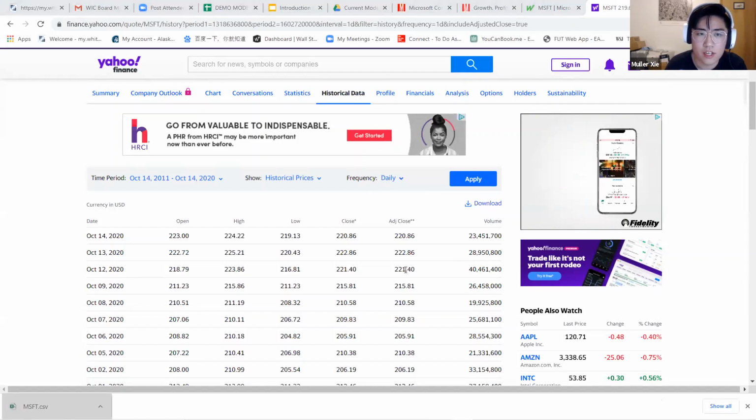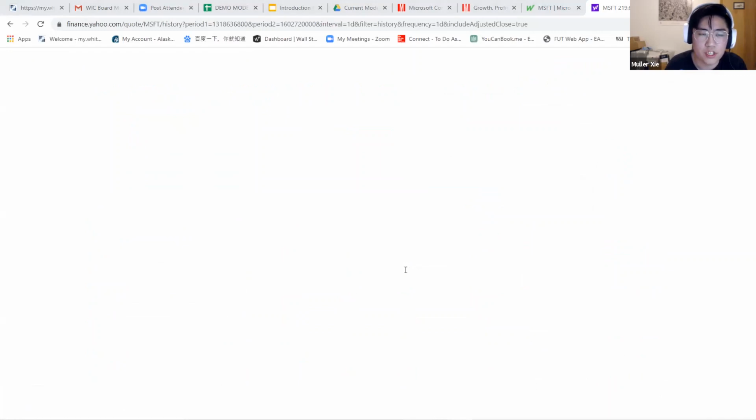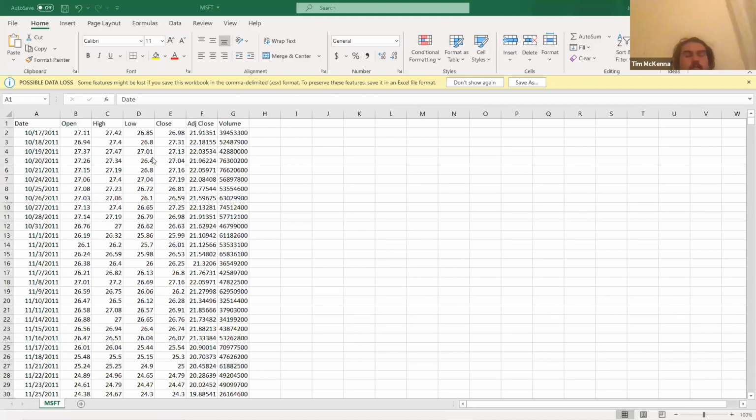Can you guys see my screen share of the Excel file that I just downloaded from Yahoo Finance here? I don't see it right now. No, I just see... Okay. Sorry. I will just stop sharing and pull this one up really quick. Can you guys see that right now? Yes, we can see it.